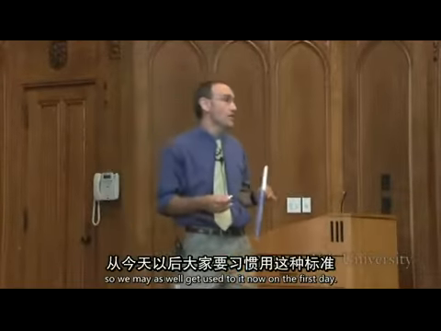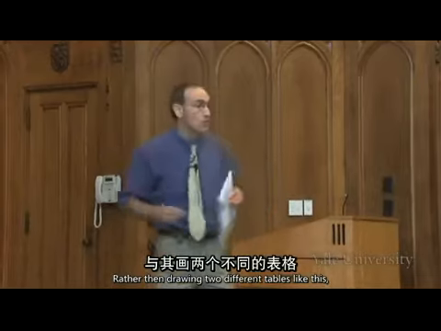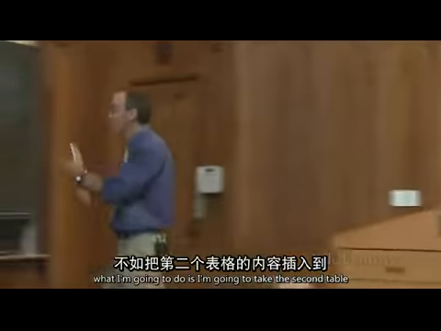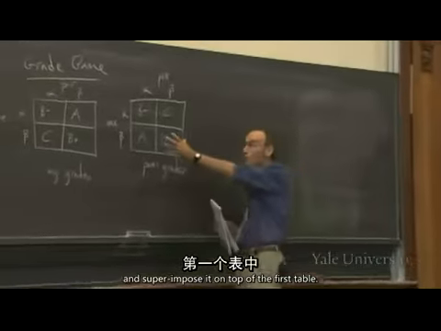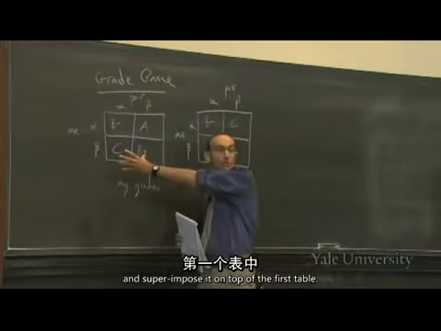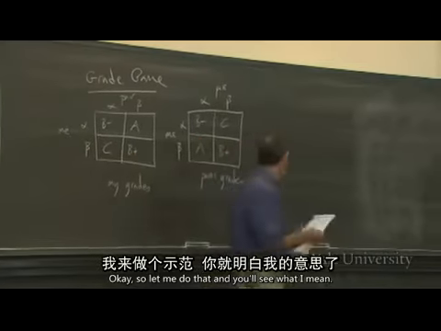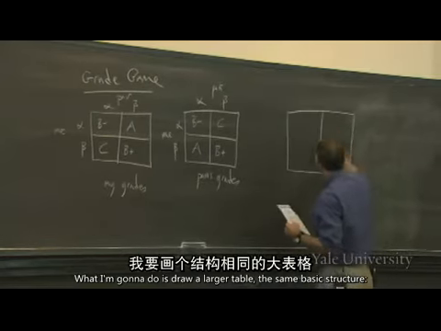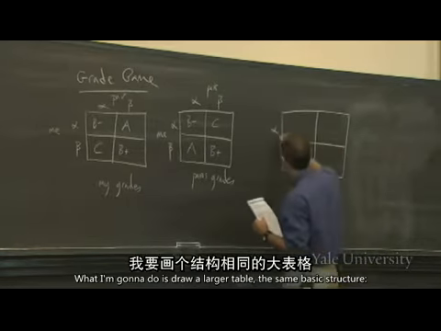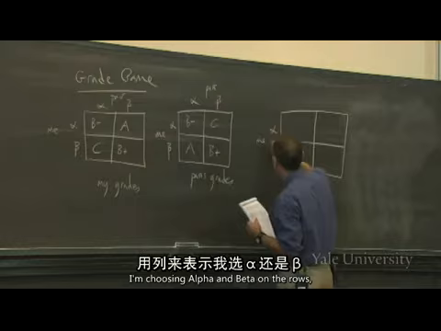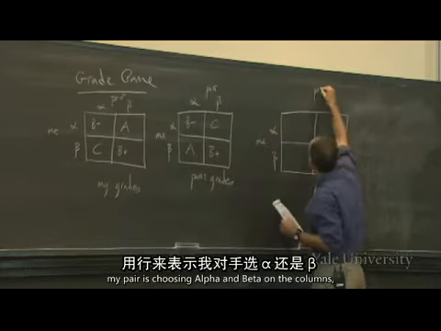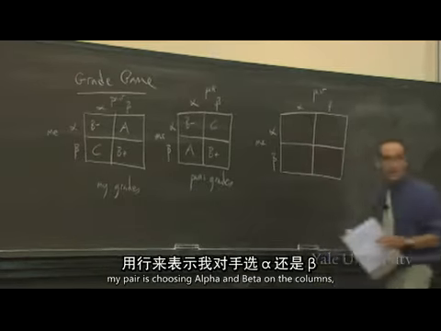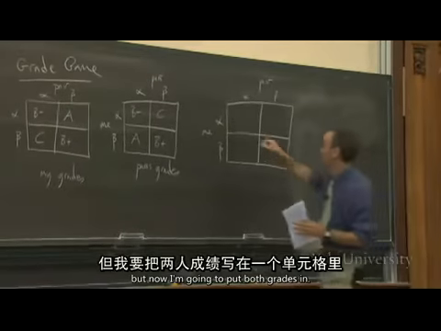so we may as well get used to it now on the first day. Rather than drawing two different tables like this, I'm going to take the second table and superimpose it on top of the first table. OK, so let me do that, and you'll see what I mean. I'm going to draw a larger table, the same basic structure. I'm choosing alpha and beta on the rows. My pair is choosing alpha and beta on the columns. But now I'm going to put both grades in.